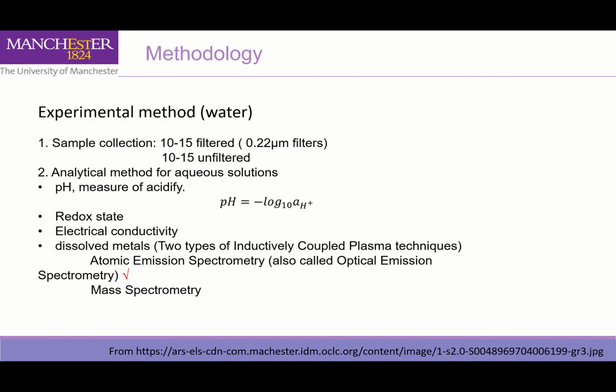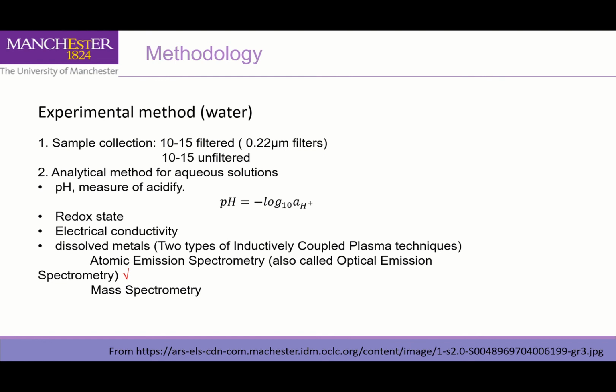No matter which method we choose, there are several steps that we must do. The first is sample collection. We need to collect 10 to 15 filtered water samples and 10 to 15 unfiltered water samples to make comparison. Besides, we also need to analyze the pH, the redox state, electrical conductivity, and the concentration of dissolved metals.